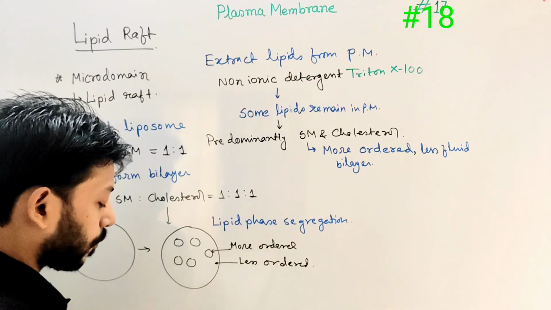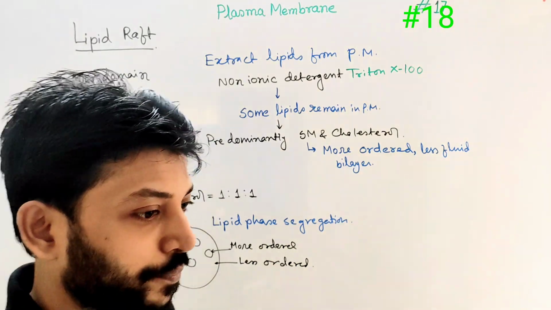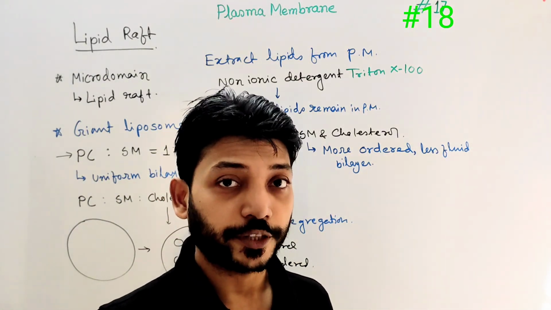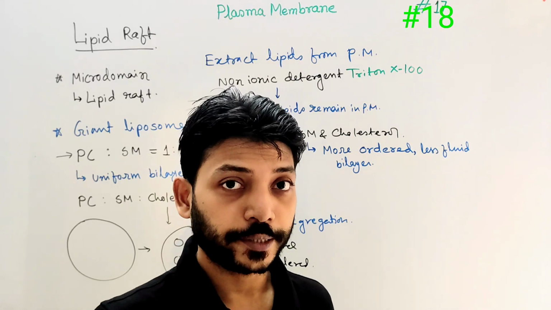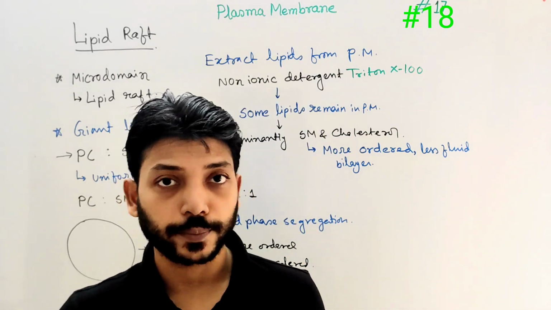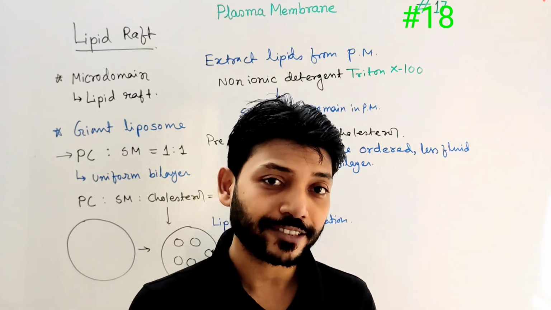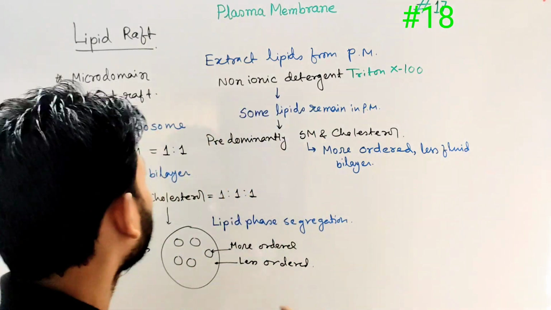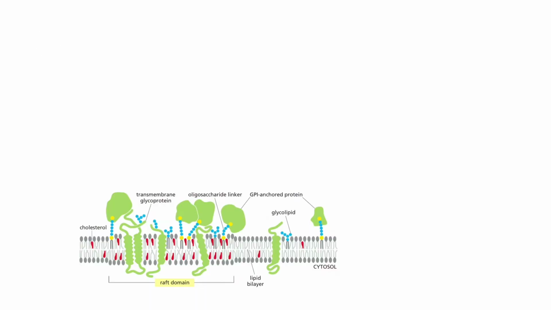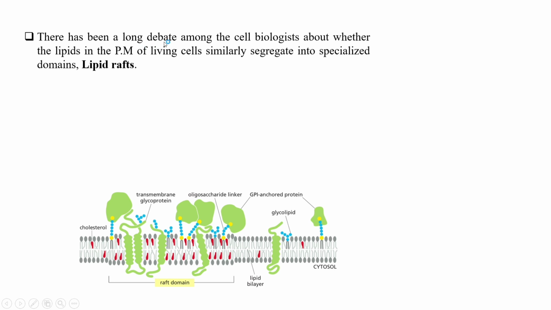Okay. So from these two experiments, scientists hypothesized that there may be lipid rafts present in the plasma membrane. Lipid rafts means well organized or well structured lipid molecules that cluster to form microdomains. Now there has been a long debate among cell biologists about whether the lipids in the plasma membrane of living cells similarly segregate into specialized domains, or what we call lipid rafts.